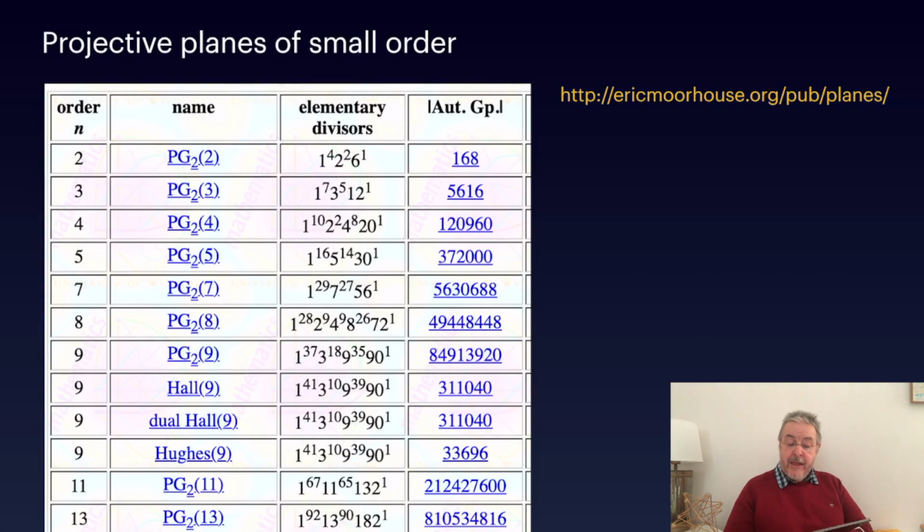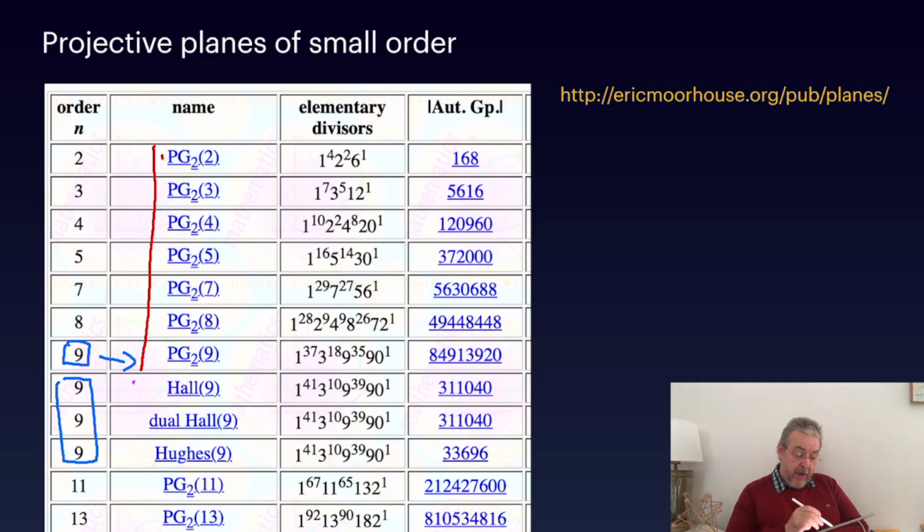The web page lists projective planes of small order, and you see here the order on that side, and these PG2 something are projective planes of a given order coming from a field. But if you look at order 9, it's the first time that there are other projective planes. You see there's one case coming from the field, but there are also 3 other cases. So there are combinatorial objects that are projective planes not coming from fields.